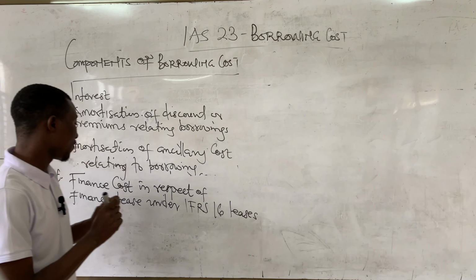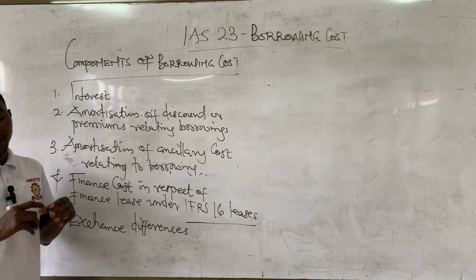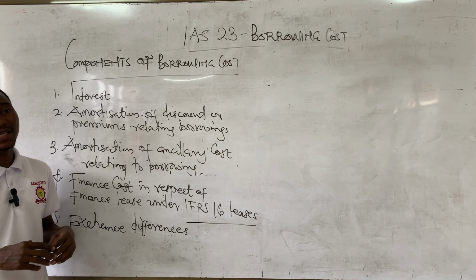So the fifth point, or the last point I would like to talk about, is exchange differences. That is, exchange differences arising from foreign borrowing to the extent that they are regarded as adjustment to borrowing cost. So sometimes a business or entity in one country will go in for a loan in a different country, and the exchange rates may be different.